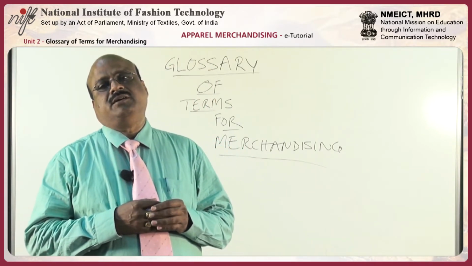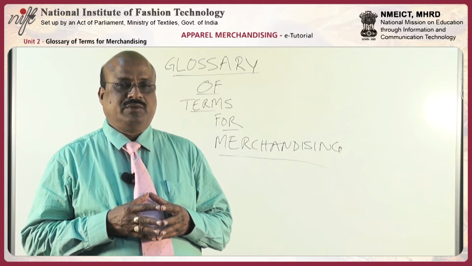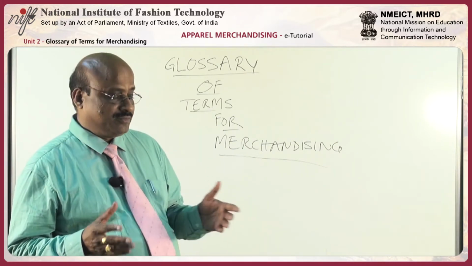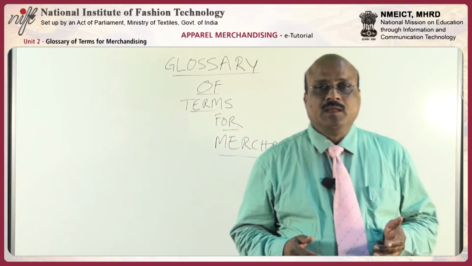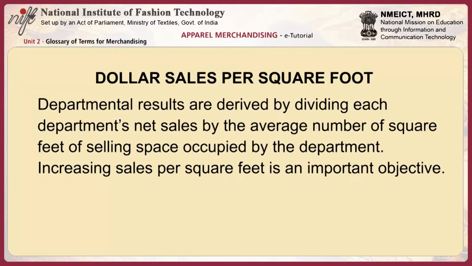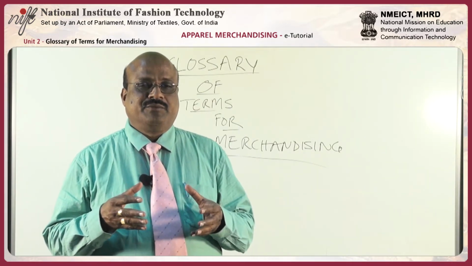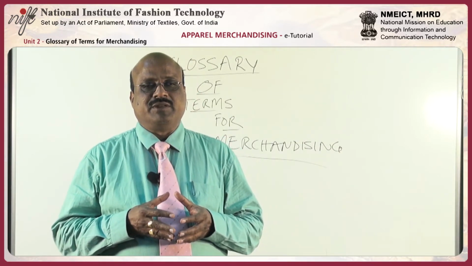The next important term is sales per square foot. It can be dollar sales or rupee sales, in any currency. Departmental results are derived by dividing each department's net sales by the average number of square feet of selling space occupied by the department. So the net sales of the department is divided by the square feet of selling space occupied by the department. That gives sales per square foot.